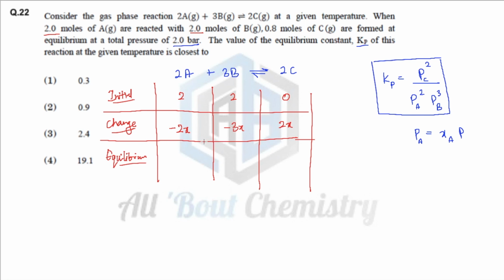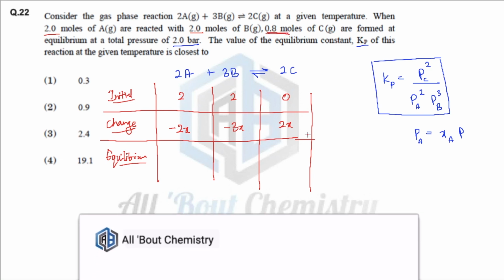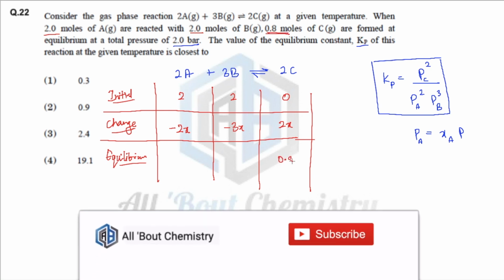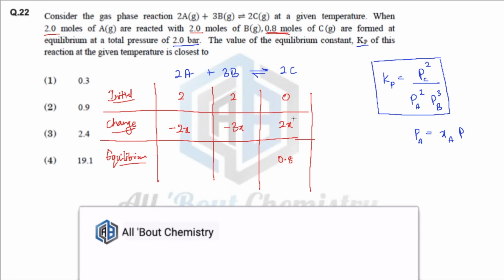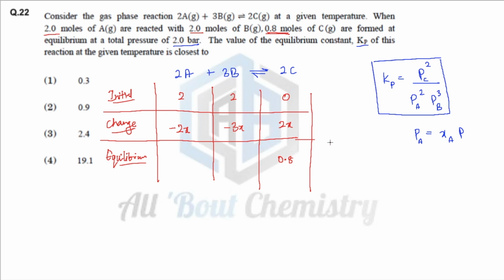Now at equilibrium, what is going to be the value of C? It's already given to you, right? The value of C is given as 0.8 moles. Now we already know that we have taken the change for C as 2x. So basically your 2x is equal to 0.8. So you can easily calculate the value of x. The value of x will become 0.4. What I have done is use the change and equilibrium to calculate the value of x.